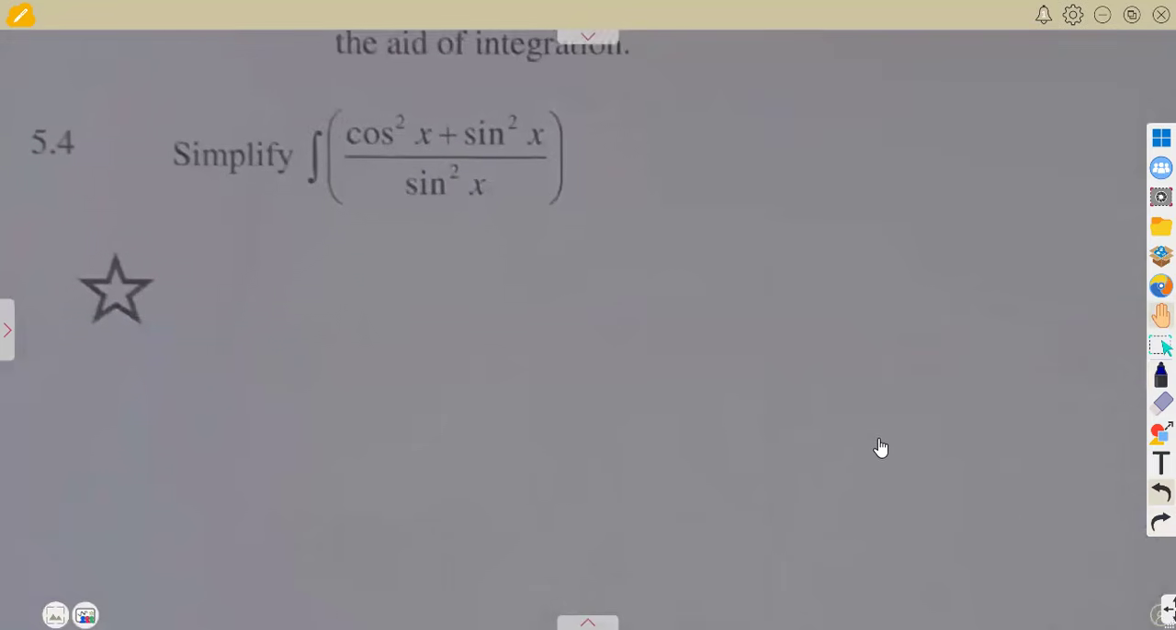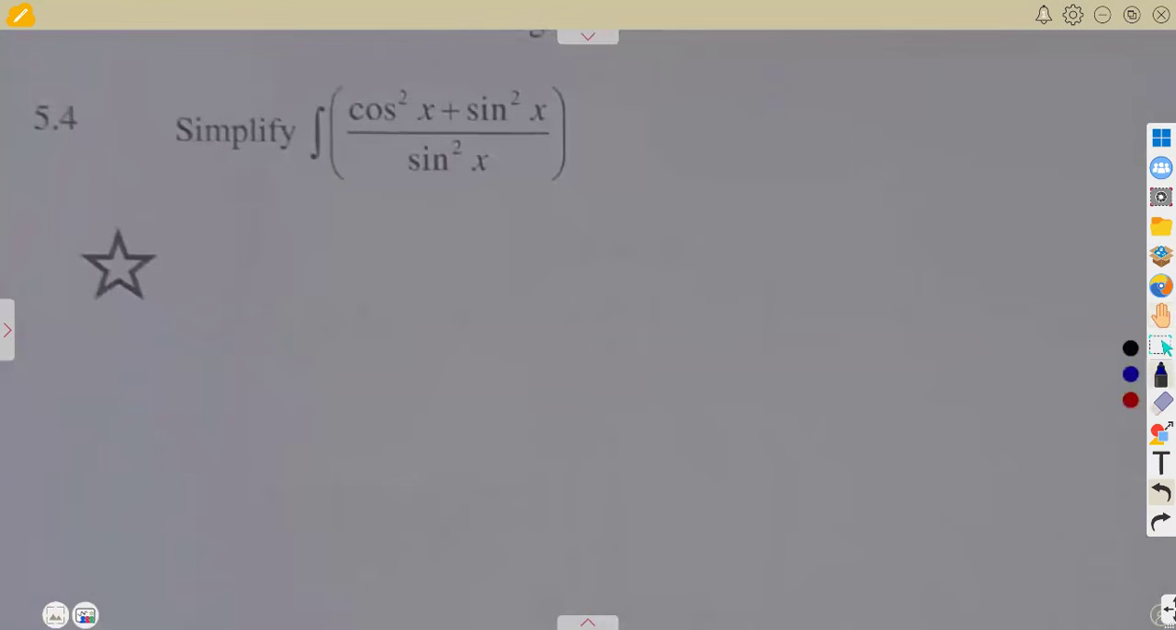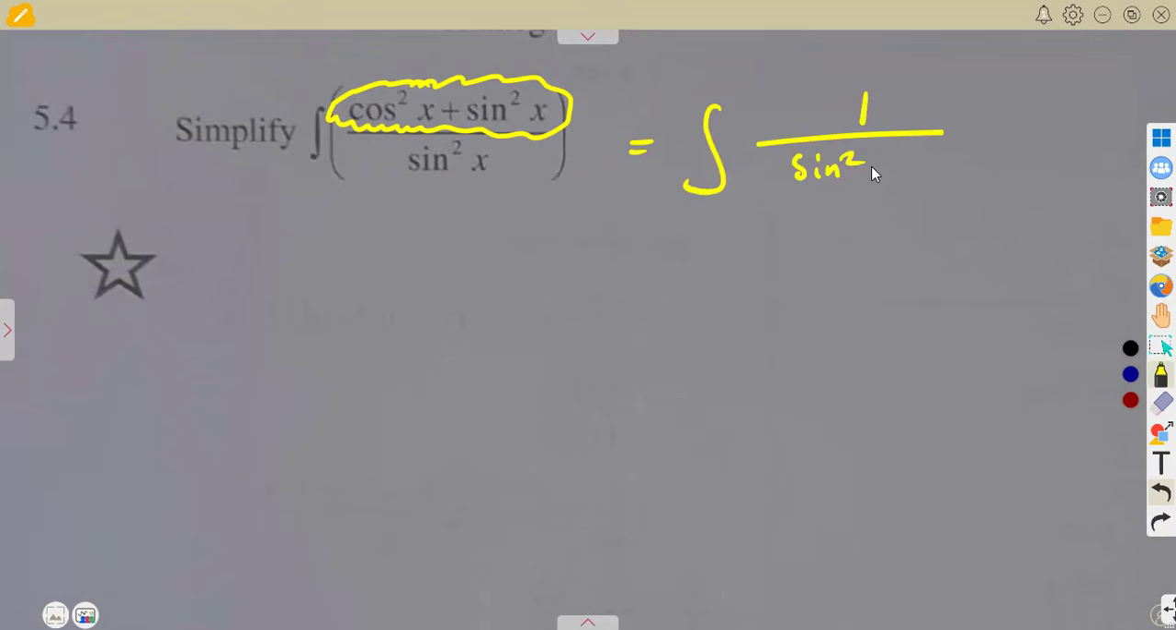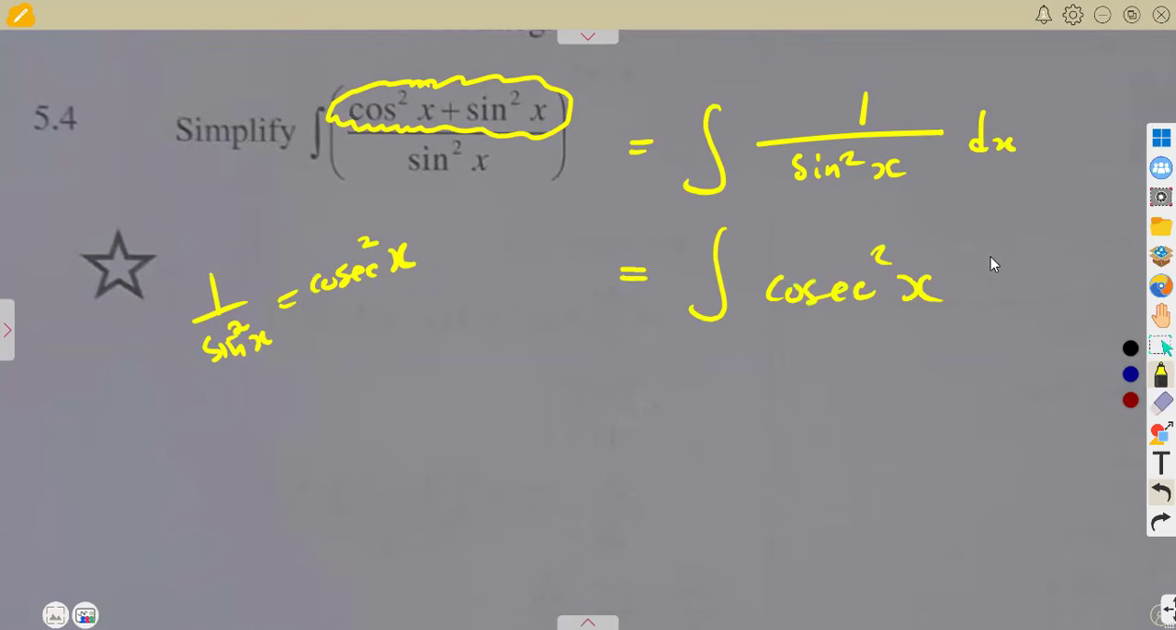All right, integrate or simplify this integral. If you check closely on this part, you're given the integral of cos squared plus sine squared. Cos squared plus sine squared is the same as 1. So this is 1 over sine squared x with respect to x. 1 over sine is what? 1 over the sine of x is the cosec of x. So if this is squared, this will also be squared. So we are given to integrate cosec squared x. That is what they are simply asking you guys.